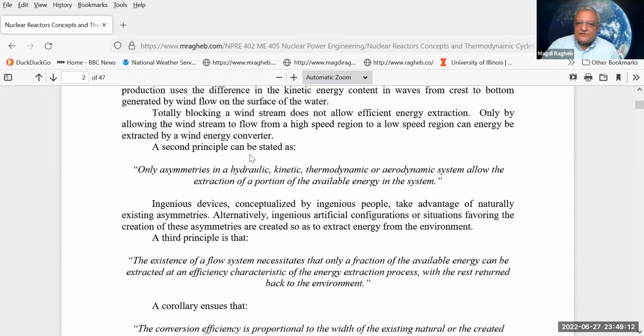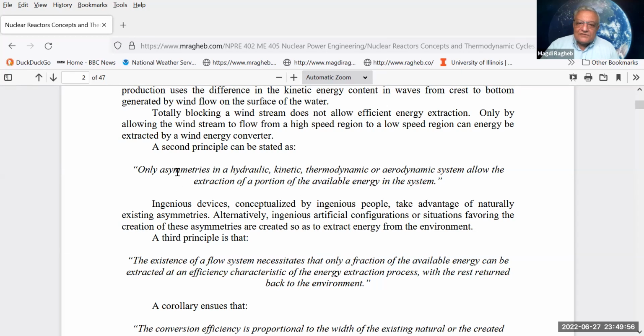A second principle can be stated as: only asymmetries in a hydraulic, kinetic, thermodynamic, or aerodynamic system allow the extraction of a portion of the available energy in the system. So we need, in that case, an asymmetry. In Niagara Falls, for instance, you have water with a high potential energy, and when it falls down through the falls, it has now a lower potential energy. So there is an asymmetry there. In the wind turbine, there is an asymmetry in the speed of the wind upwind of the turbine and behind the turbine. I'm taking examples here that are not necessarily thermodynamic in general.